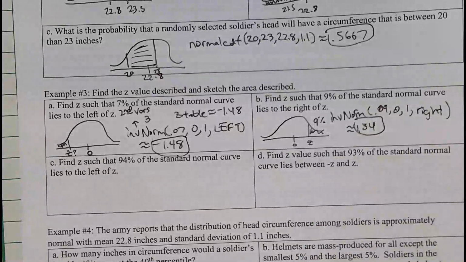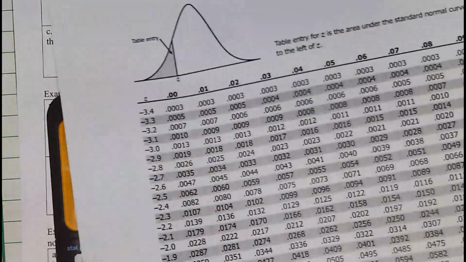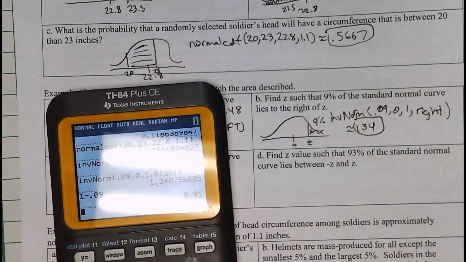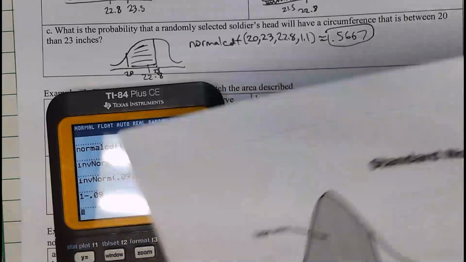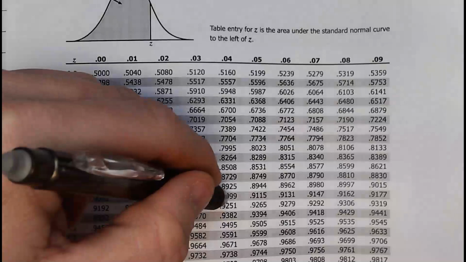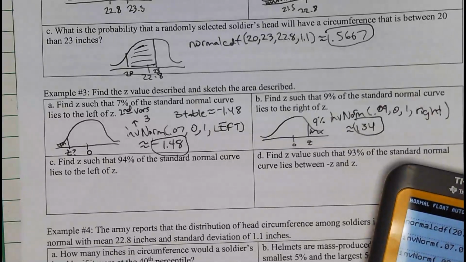You could also use the z-table. Now the problem here is that if 9% lies to the right, this tells you what's to the left. You have to do 1 minus 0.09 if you use the z-table, which I think is harder. Then you have to find 0.91 on here, which is 1.34. So there you go. As I said, I'm not a big fan of the z-table, but everybody else can do what they want.